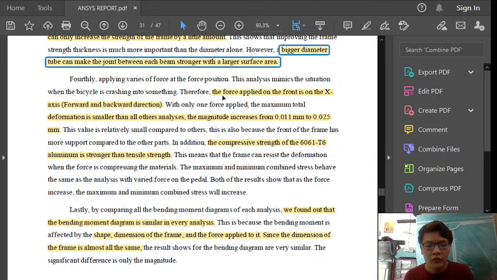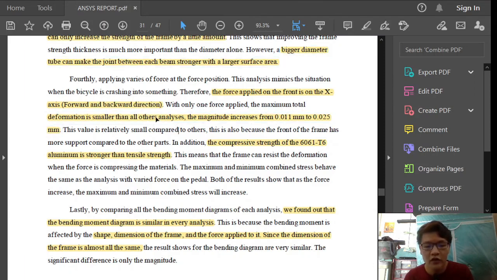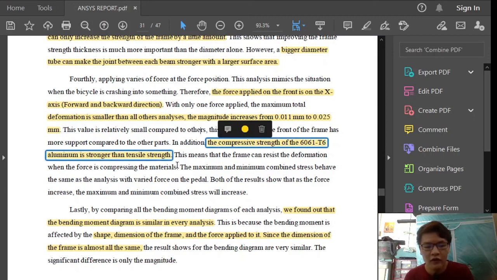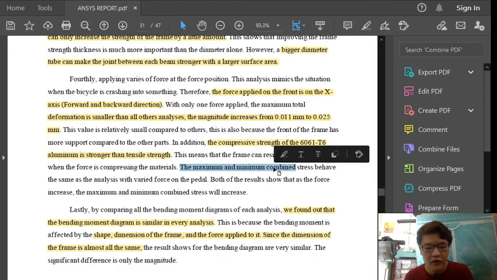after applying force on the front of the frame facing the forward and backward direction, we note that the deformation is smaller than all the other analyses. This is because the compression strength of the material is stronger than the tensile strength. When the frame is applied a forward force, all the material is compressed. Thus, it is doing a better job at resisting the deformation since it is a compressive force.